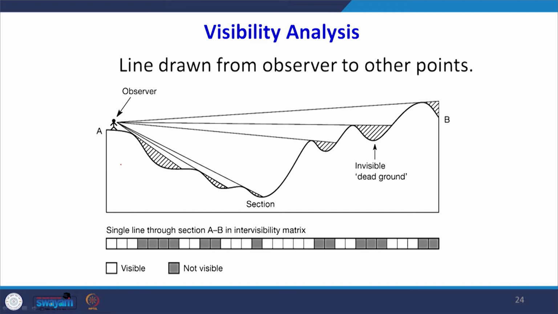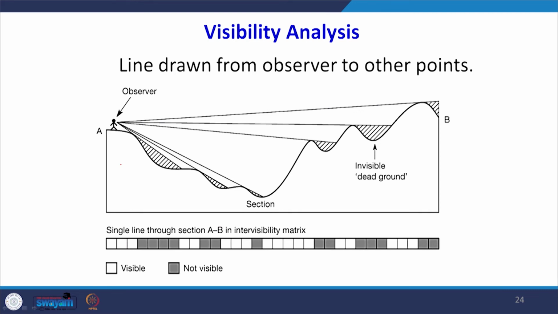The next one is the visibility analysis. A lot of studies have been carried out where visibility between one point and another point is very important. If there are 2 towers to be installed and communication is required between them, we don't want any obstruction in between, so this kind of visibility is very important.